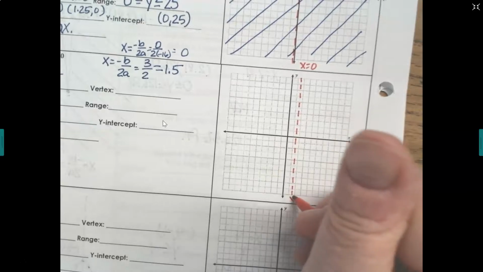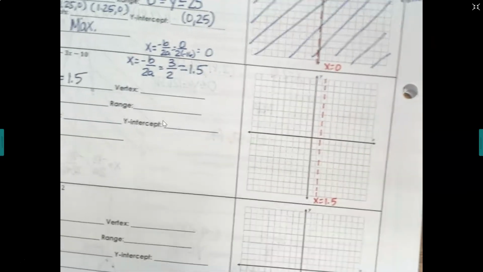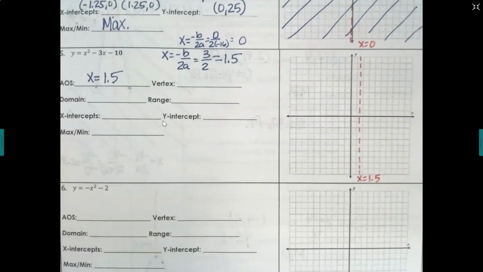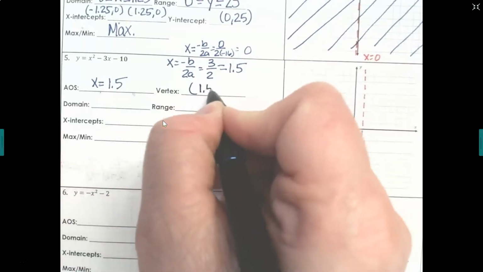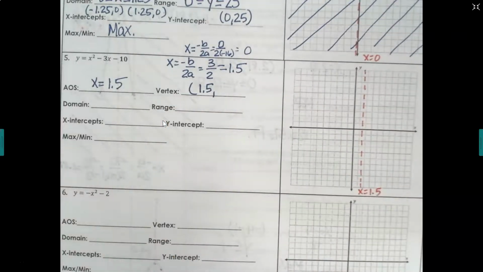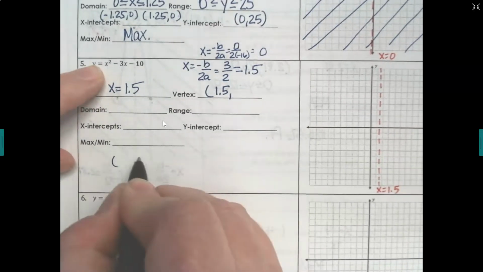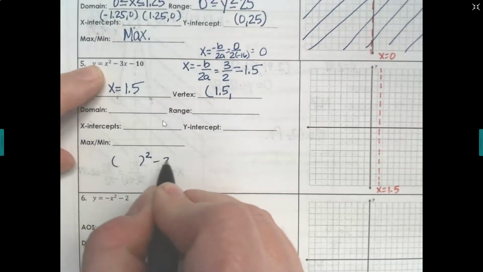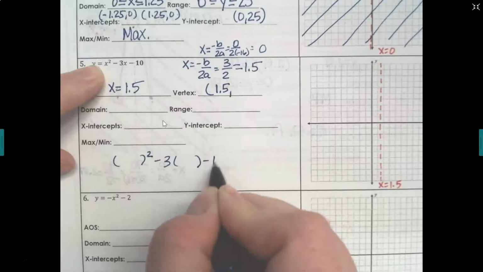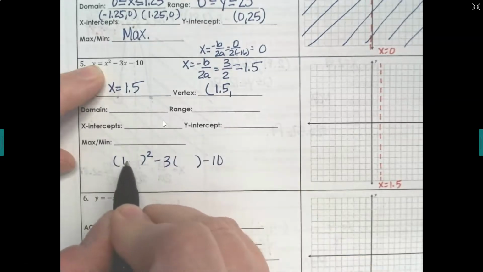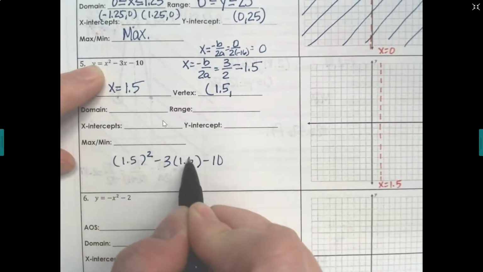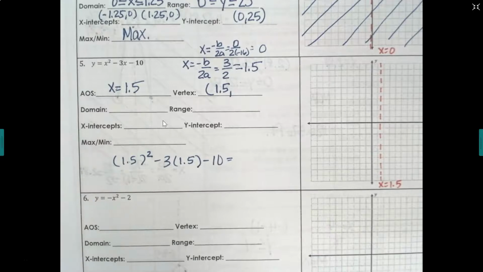And we have x equals 1.5. That is also the x value of our vertex, so we know this. It's 1.5 something. So what we're going to do is plug it into our equation. It says x squared minus 3x minus 10, and our x is 1.5. What is that number going to equal?